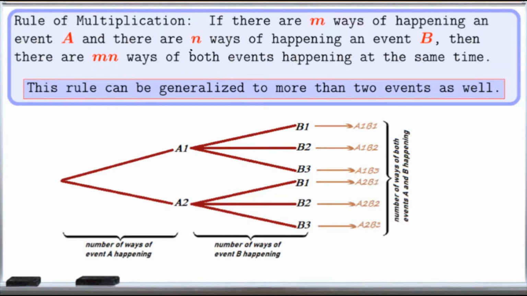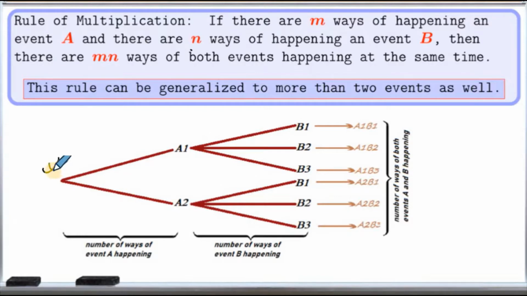In this video, I am going to talk about the rule of multiplication. If there are m ways of an event A happening, and there are n ways of an event B happening, then there are m times n ways of both events happening at the same time. This rule can be generalized to more than two events as well.